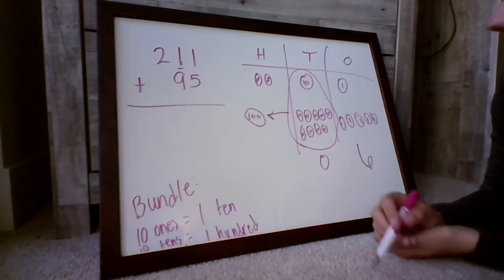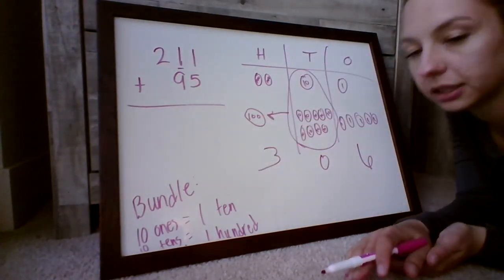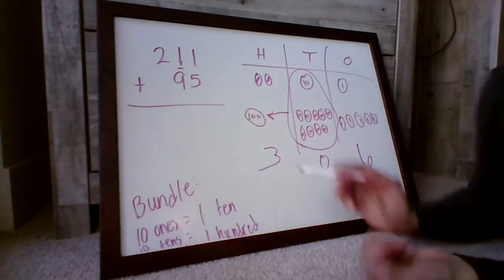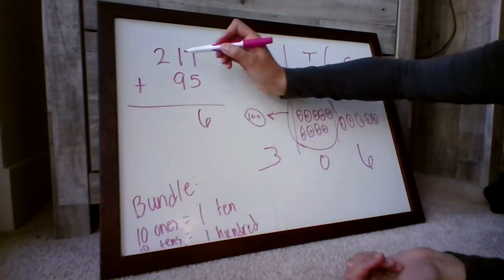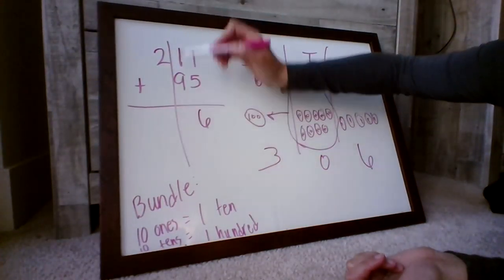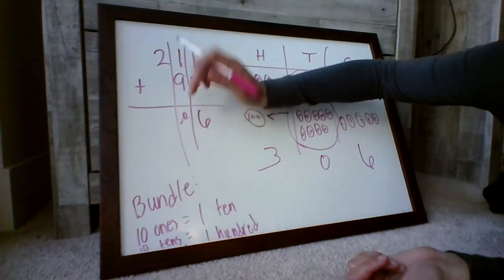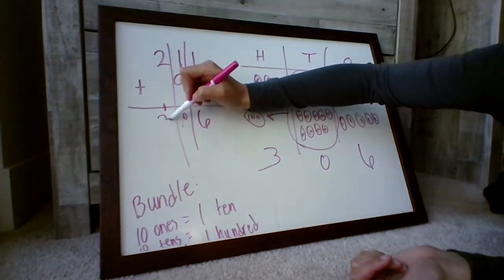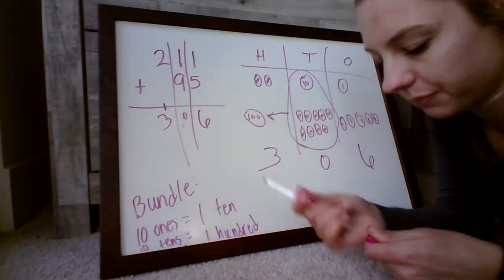So there are 0 tens left here. And how many hundreds are there here? 1, 2, 3. So the answer is 306. Let's do it over here. What is 1 plus 5? 6. What's 1 plus 9? That's 10 again, but we need to bundle the 10, put it in the hundreds, and 2 plus 1 is 3. 306, just like we got there, right?